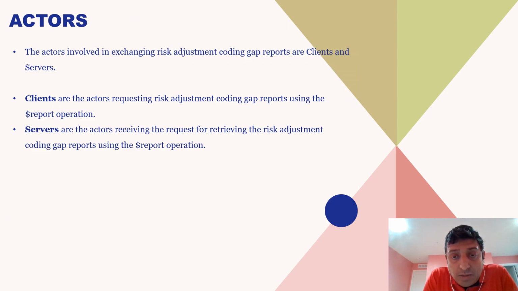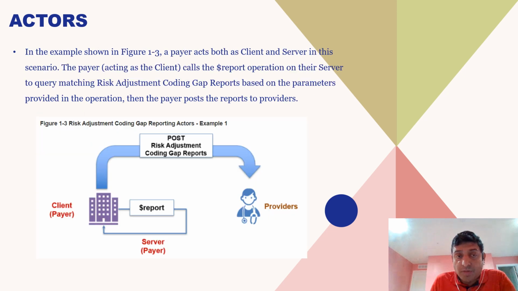Now, the actors involved in this process are clients and servers. Clients are the actors requesting risk adjustment coding gap reports using the report operation. Servers are the actors receiving the request for retrieving the risk adjustment coding gap report using the report operation.